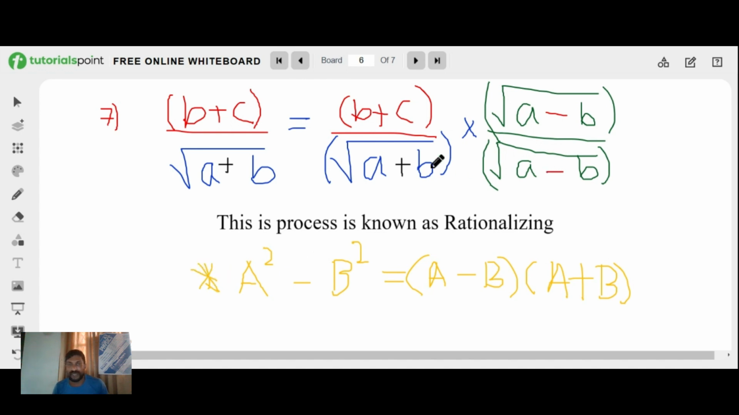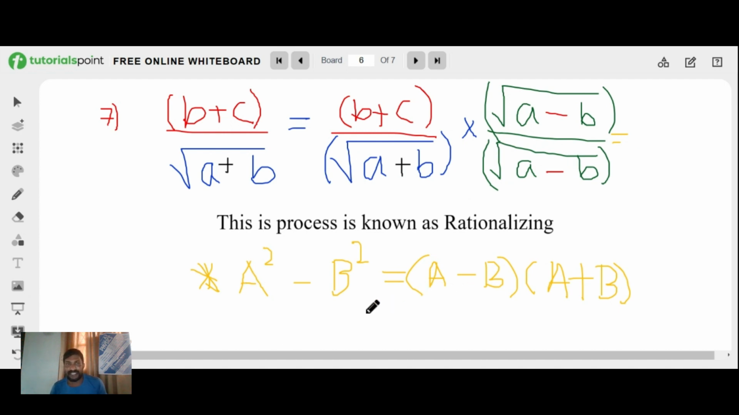Now look at this. You can see root a plus b, root a minus b. So simplification can be done for this one. The root sign will get cancelled, so you can just write a plus b, a minus b. So you can cancel the root signs and we can simplify further based on this.